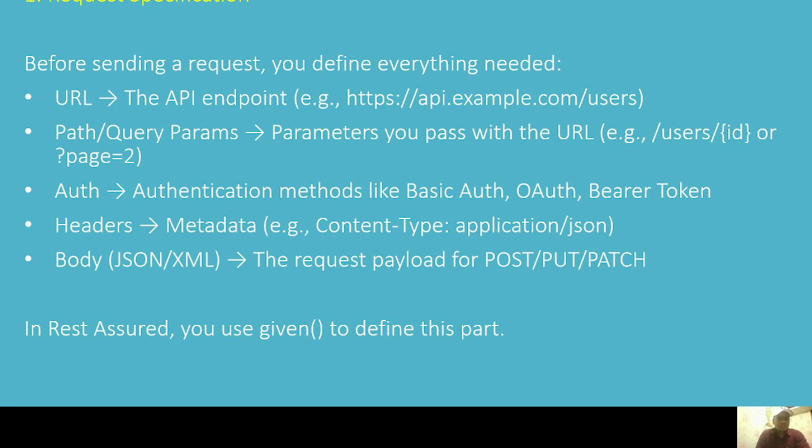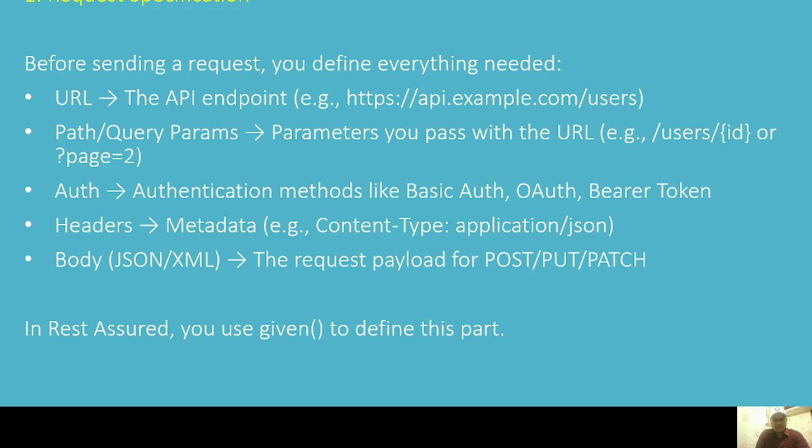So what is request specification? Before sending a request, you define everything which is needed. That is the URL, the API endpoint, for example, https://api.example.com/users. Then path or query params.